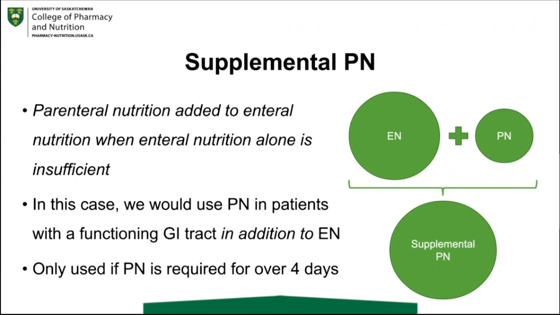This will only be done if a person requires PN for more than 4 days. The current recommendations state that if the patient cannot meet 60% of energy and nutrient requirements via EN, supplemental PN should be considered after 7 to 10 days.